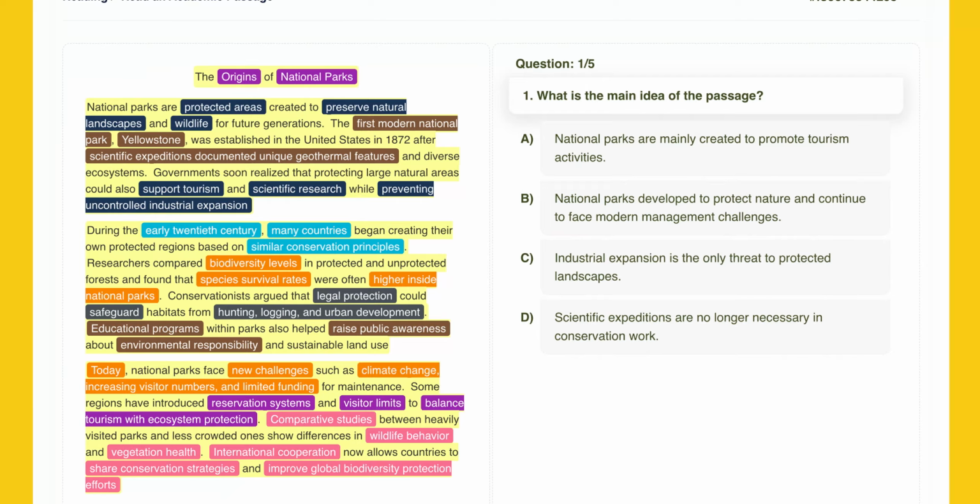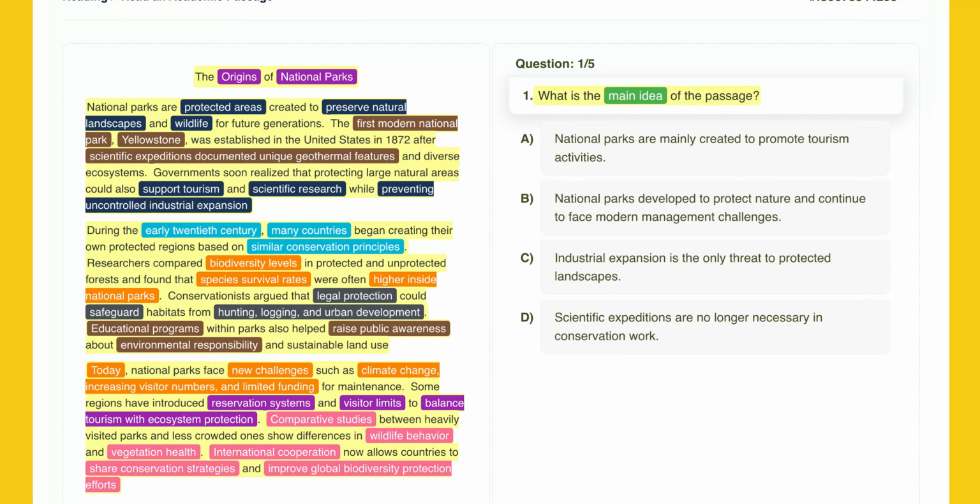Let's start with the first question. This is a main idea question, which asks us to identify the primary point of the entire passage. What is the main idea of the passage? The question asks for the main idea. To answer this, we need to find the option that covers the content of all three paragraphs: the origins and purpose, paragraph 1, the spread and benefits, paragraph 2, and the current situation, paragraph 3. We must avoid options that focus on only one small detail or state things not found in the text.